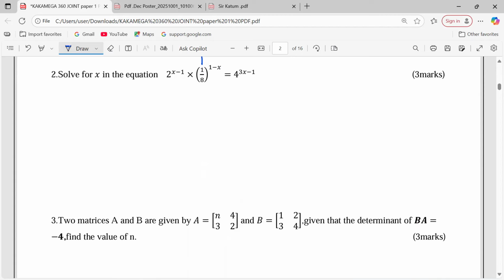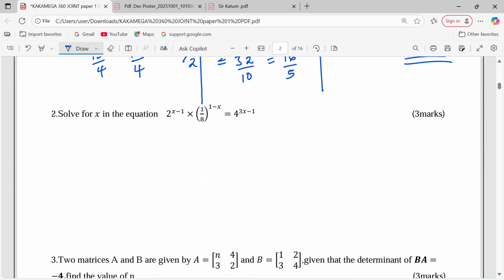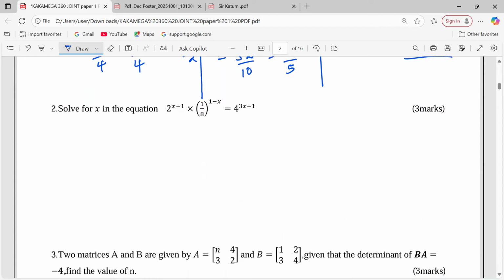Solve for x given this equation. 2x minus 1 multiplied by 1 over 8, 1 minus x, sorry, equals 4 raised to 3x minus 1. It's good to make the composite numbers be in their simplest base possible according to what we have here. Look at number 2. I want to list a few laws of indices here that will help us come up with a permanent solution to this particular question.